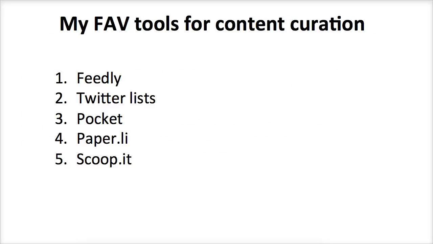And here are my favorite tools for content curation. Like other types of tools, there are hundreds of content curation tools out there. These are the ones that I have used and I like the most. Number 1 is Feedly, Twitter Lists, Pocket, Paper.li, Scoop.it. And I will show you some of these tools in action in this section.